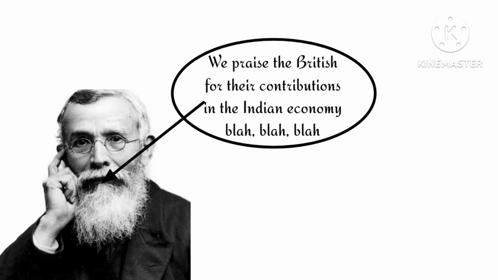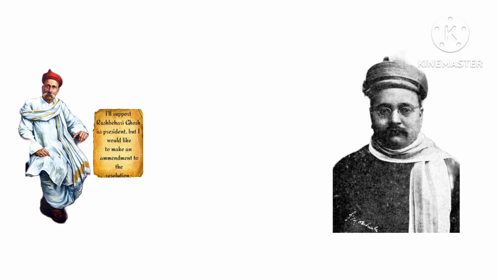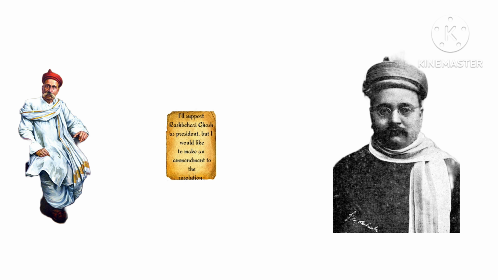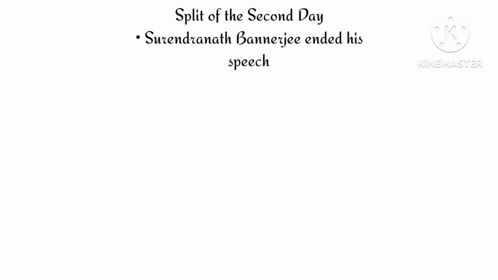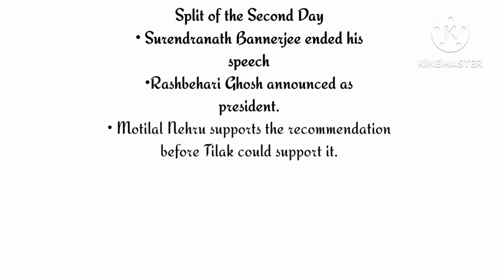Surendranath Banerjee was giving a speech at that time. A murmur went through the Nationalists which led to sloganeering. Surendranath Banerjee's speech had to be stopped and the conference started the next day. When Surendranath Banerjee continued his speech, Tilak sent a note to the Loyalists that he would support the nomination but would like to make an amendment to the proposed resolution. However, when Surendranath Banerjee ended his speech and Raj Bihari Ghosh's name was announced as president, Motilal Nehru hurriedly supported it before Tilak could even walk to the stage.